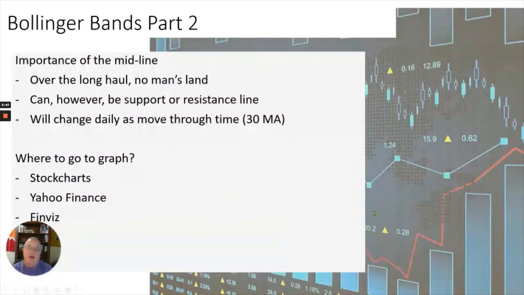So the midline is the really important part of it. That is the 30-day moving average. And the reason I say it's no man's land is that when it's in the middle, from a normal standard deviation, it's actually not telling you anything at all.